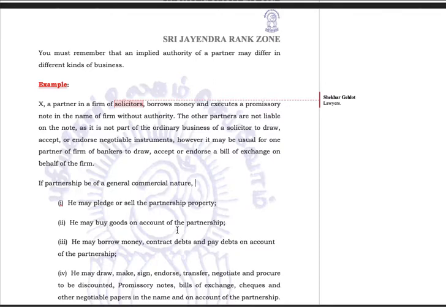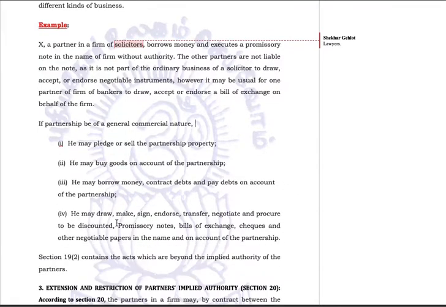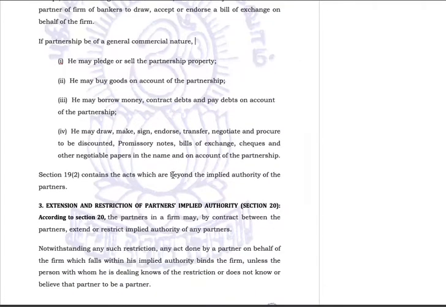He may buy goods on account of the partnership. He may borrow money, contract debts, and pay debts on account of the partnership. He may draw, make, sign, endorse, transfer, negotiate, and procure to be discounted promissory notes, bills of exchange, cheques, and other negotiable papers in the name of and on account of the partnership. So when it is of a general commercial nature, he can do whatever can be done, because there is no fixed nature of the partnership here.